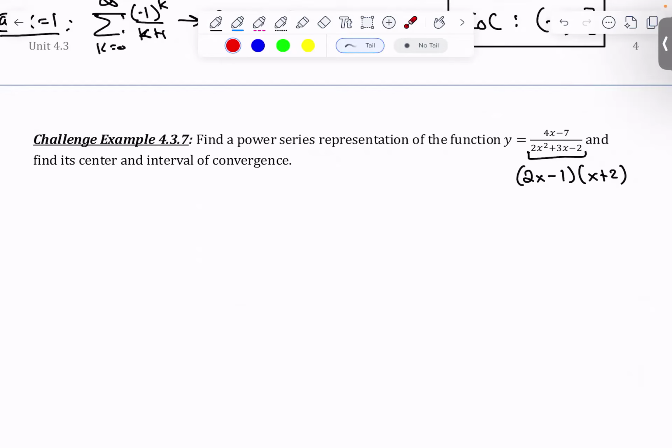This one. Find a power series representation of the function y equals (4x minus 7) over (2x squared plus 3x minus 2). Okay, so that does not look like a geometric series.